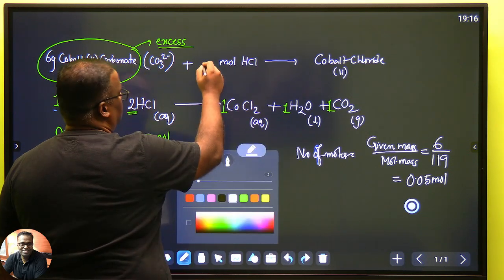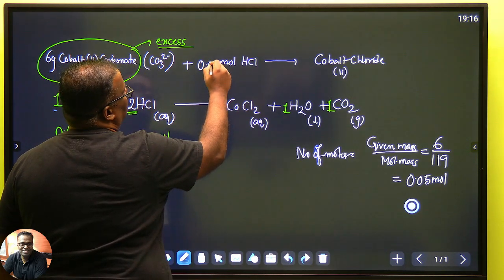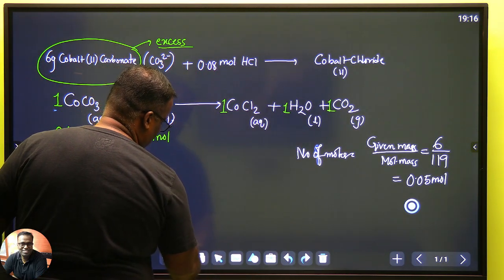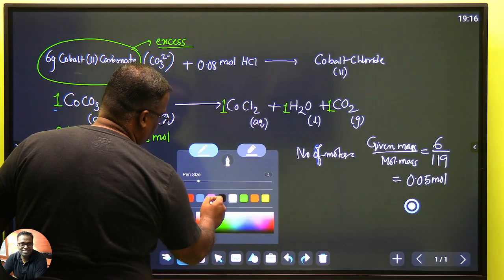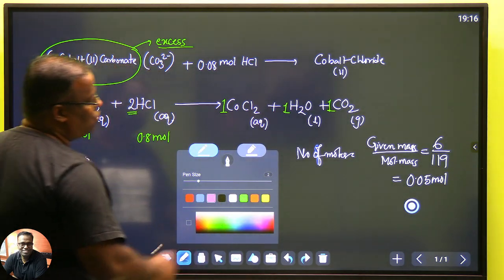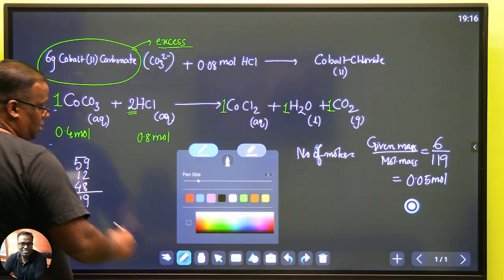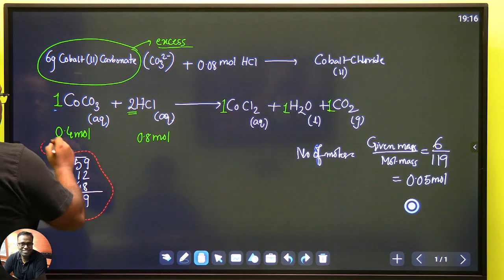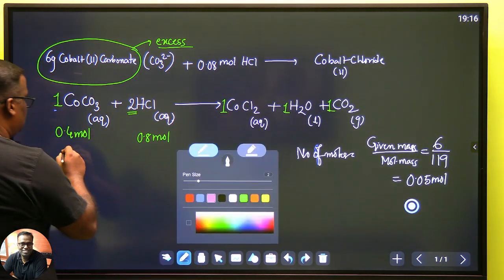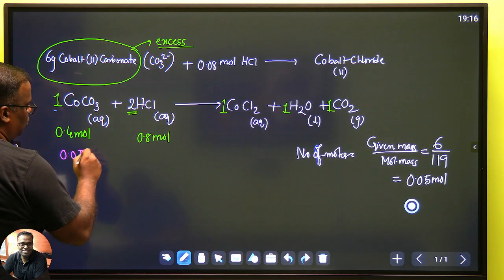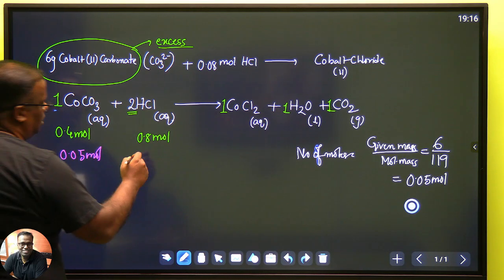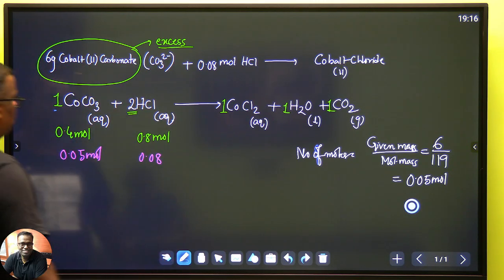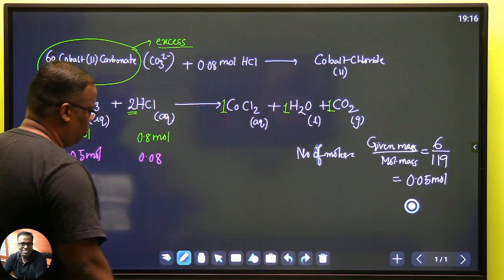So this is 0.08. Right? So shall I now write what we got in our data? How much of this one did you get? 0.05. Yes, 0.05. One minute, let me erase this. So you got 0.05 moles, right? And here you have how much? 0.08. But still they are saying it is excess. Somewhere we have gone wrong.